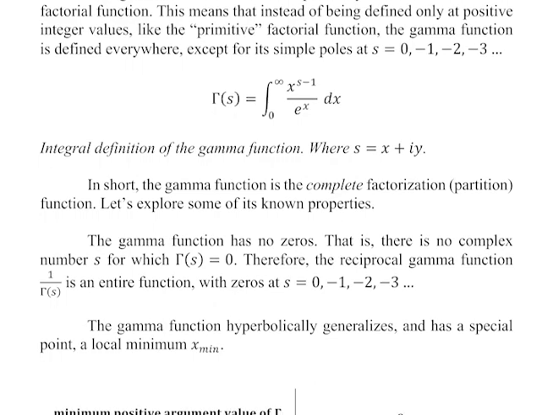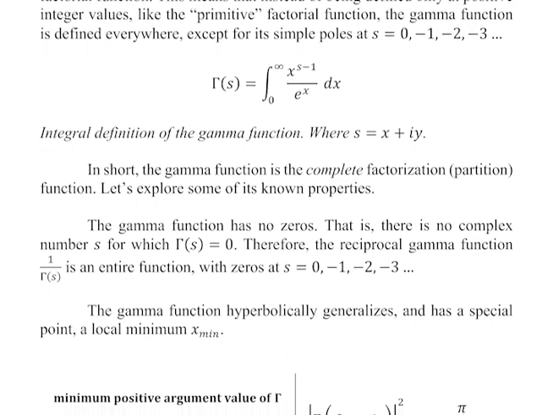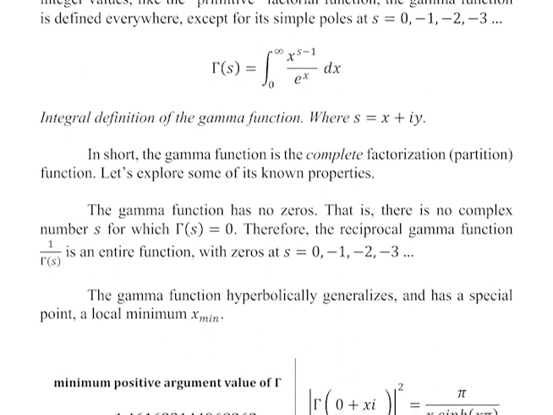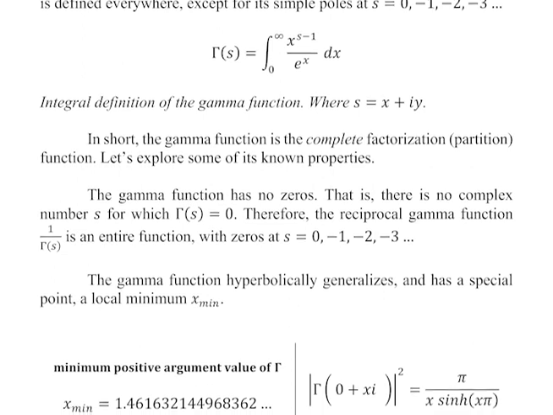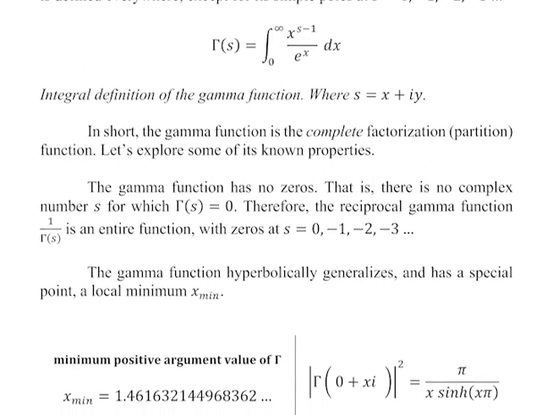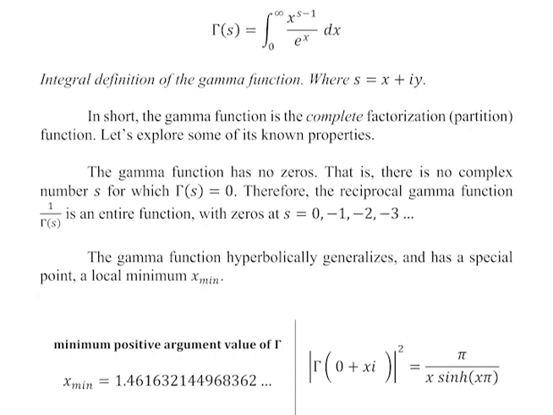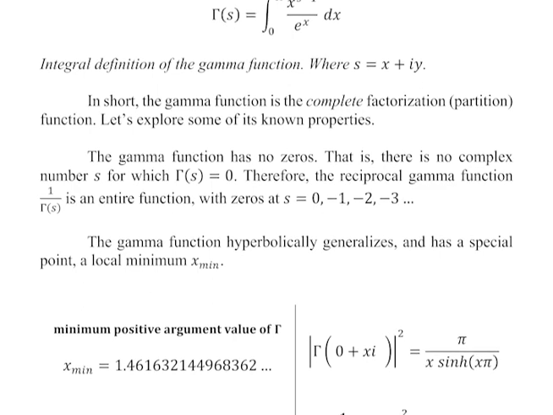Let's explore some of its known properties. The gamma function has no zeros. That is, there is no complex number s for which gamma of s is equal to 0. Therefore, the reciprocal gamma function, 1 over gamma of s, is an entire function with zeros at s equals 0, negative 1, negative 2, negative 3, and so on.